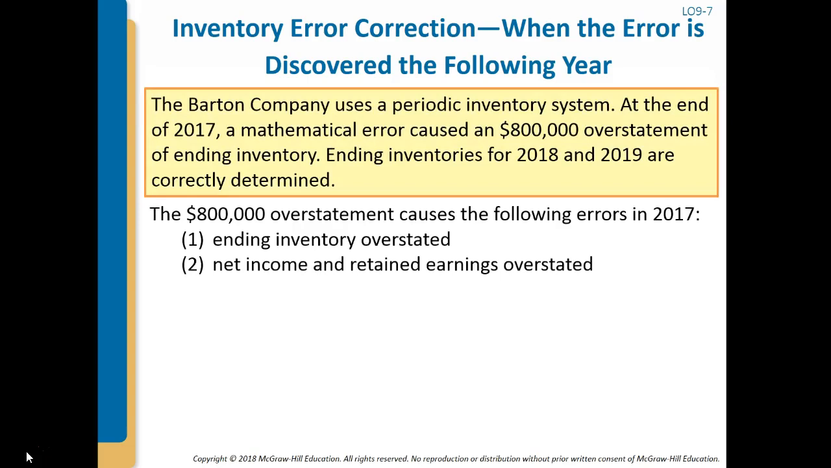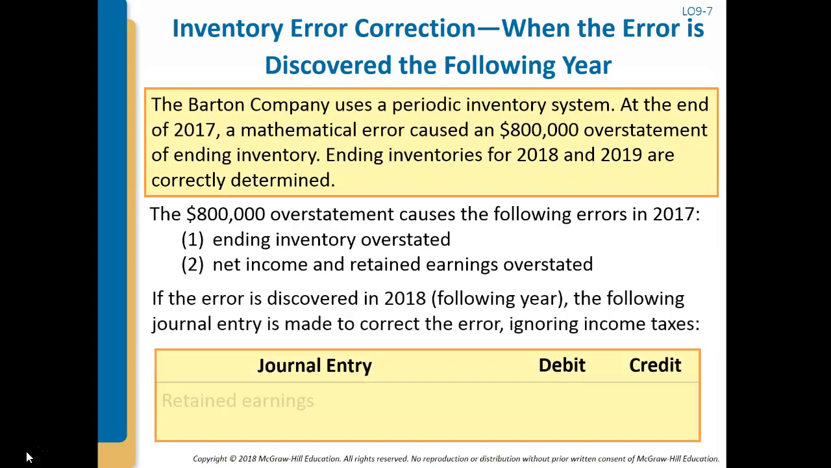First, let's assume the error is discovered in 2018. The 2017 financial statements that were incorrect as a result of the error are retrospectively restated to reflect the correct inventory amount, cost of goods sold, net income, and retained earnings when those statements are reported again for comparative purposes in the 2018 annual report. The journal entry seen here, ignoring income taxes, corrects the error.